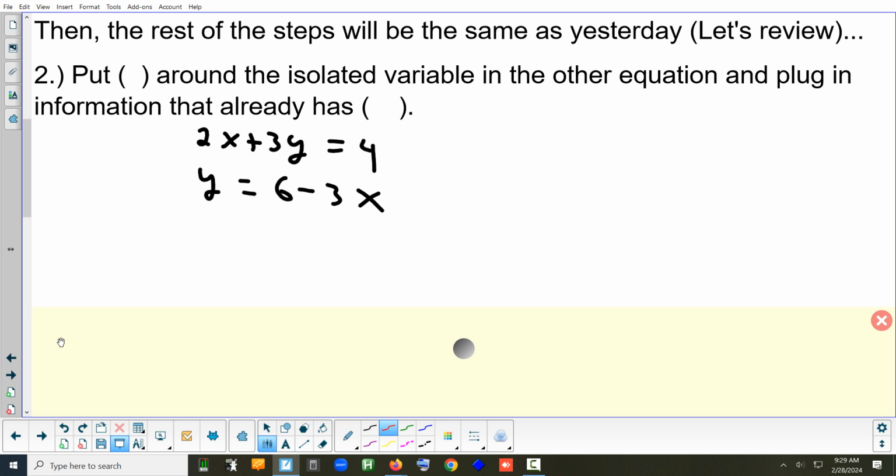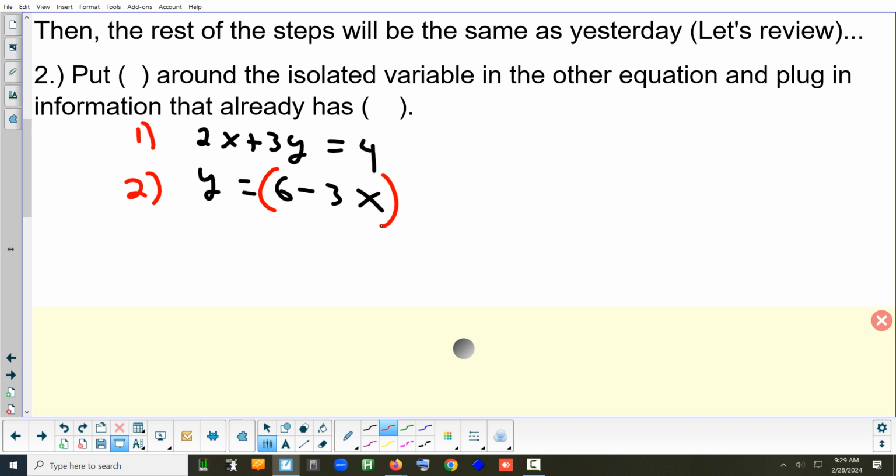All right. Do we have an equation, either 1 or 2, that has a letter all by itself? Yeah, that's what we just did in the first step. We forced it to have a letter by itself. Which equation has a letter by itself? 2. So just like we did yesterday, put parentheses around the information that comes after the equal sign.